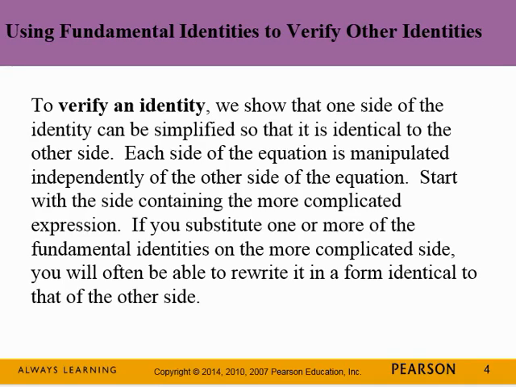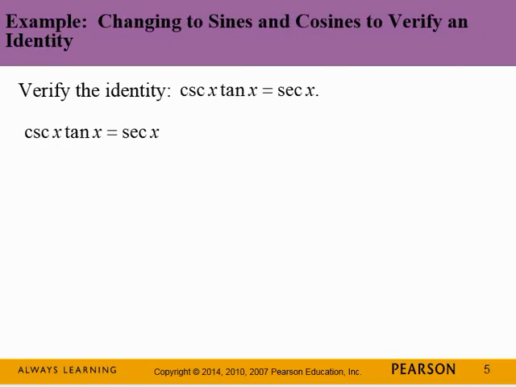Alright, so using fundamental identities to verify other identities. In order to verify certain identities you are given, you have to manipulate both sides. So you're going to have to use those identities that we just saw in order to substitute things in, take things out, etc. So let's look at our first example.